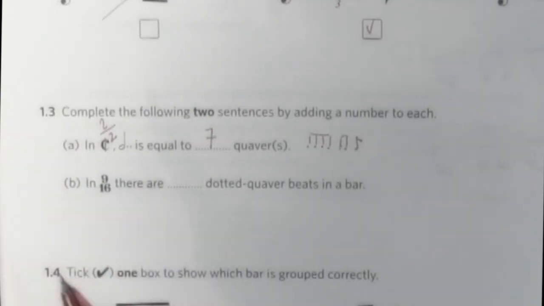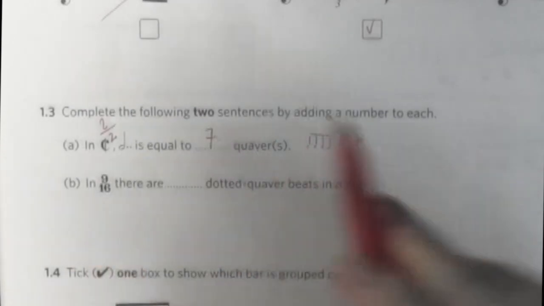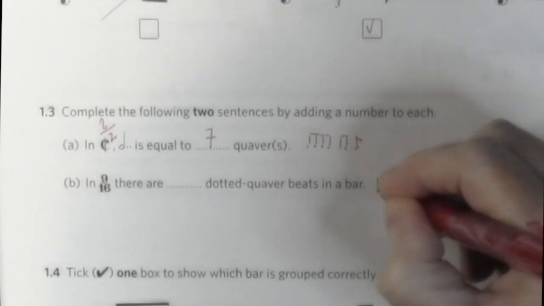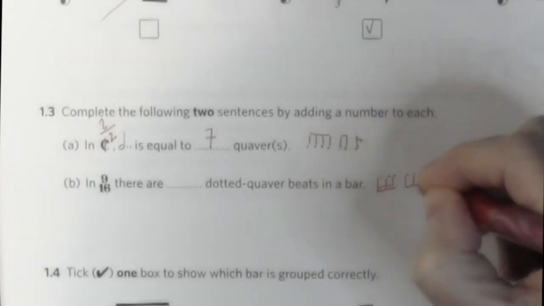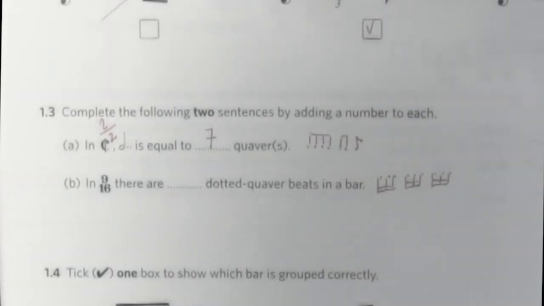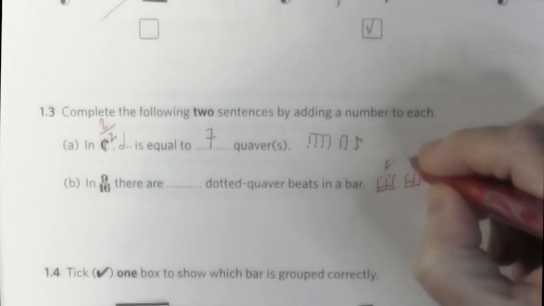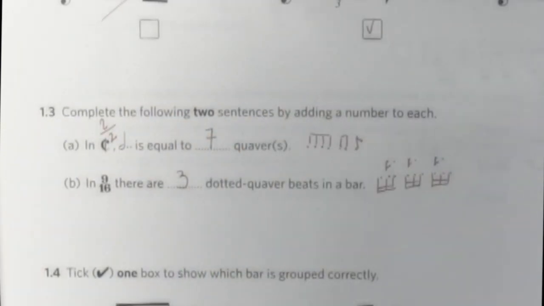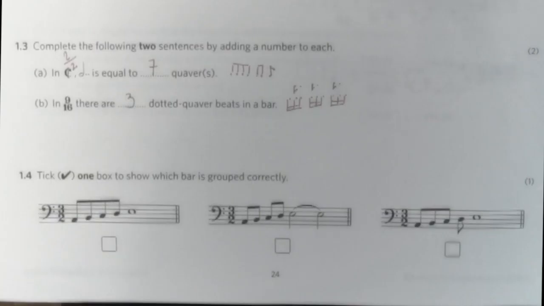In 9/16, we talked about it a little bit before. There are a number of dotted quaver beats in a bar. So 9/16 is 9 semiquavers grouped in 3. 1, 2, 3, 1, 2, 3, 1, 2, 3. Each of them is a dotted quaver. So we have 3 dotted quaver beats in a bar. Fantastic. Sorted.